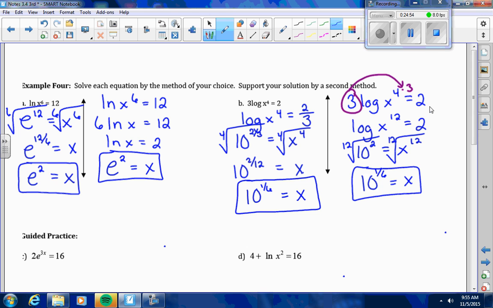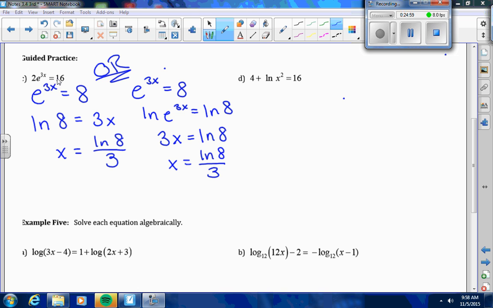Okay, guided practice, part C and D. Go for it. So on that first step, divide by 2. So e to the 3x equals 8. Then from there, 2 different methods of solving. You can change to logarithmic form. So natural log of 8 equals 3x. Divide by 3, we get x equals natural log of 8 divided by 3. Or, at the step of e to the 3x equals 8, you can take the natural log of both sides. We can do that because it was in exponential form. Natural log of e to the 3x is 3x equals natural log of 8. Divide by 3, we get the same answer.